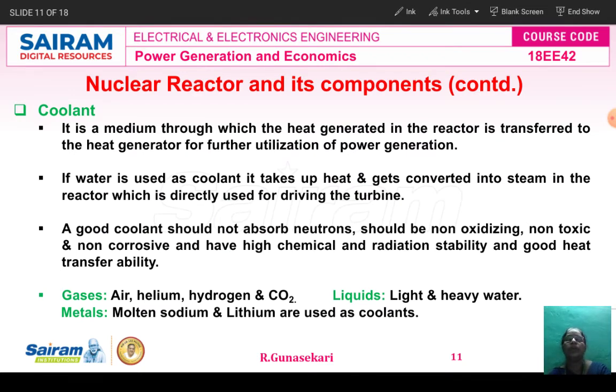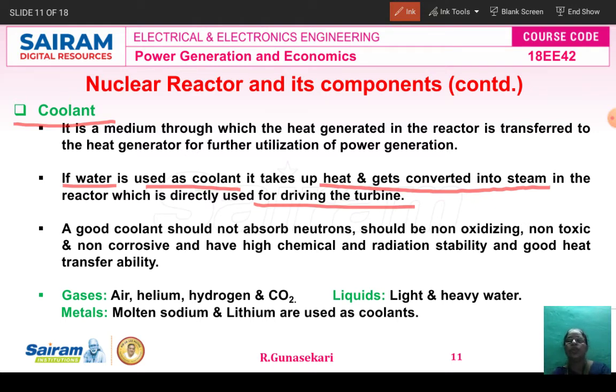The next component is coolant. Coolant is a medium through which the heat generated in the reactor is transferred to the heat exchanger for further utilization in power generation. Suppose water is used as a coolant, it takes up heat and gets converted into steam in the nuclear reactor, which is directly used to drive the turbine.